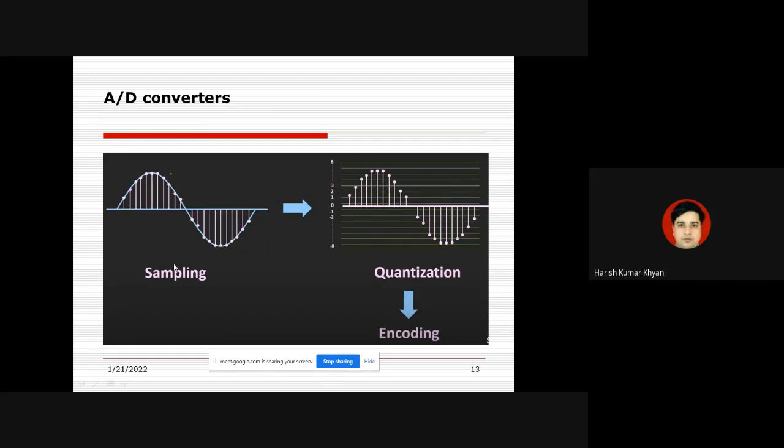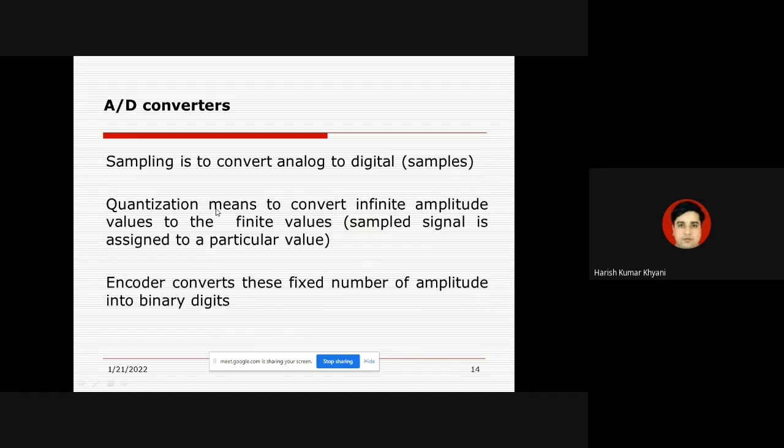Here I have written three processes. This one is your sampling. Sampling means we are getting the samples of the input signal that is analog in nature. In the quantization process, we are having certain values rather than infinite values. I will discuss how this quantization takes place. In the final step, this quantized signal is converted into digital or binary code with the help of encoding. So what we have understood is that in A to D conversion, there are three steps.